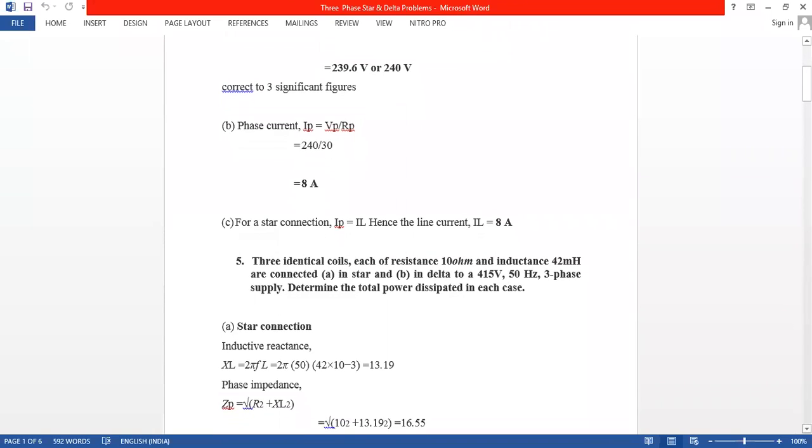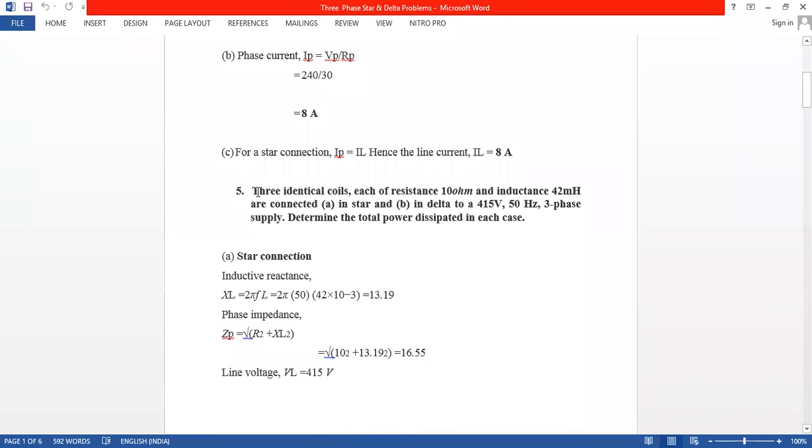Now, you see three identical coils, each of resistance 10 ohms, and inductance is given. Whenever inductance is given, immediately you have to convert that inductance into XL. The inductor value should be converted into XL. XL formula, everybody knows. What is the formula for XL? 2 pi F into L. XC formula, anyone tell me? What is the formula for capacitor reactance? 1 by 2 pi FC. Very good.